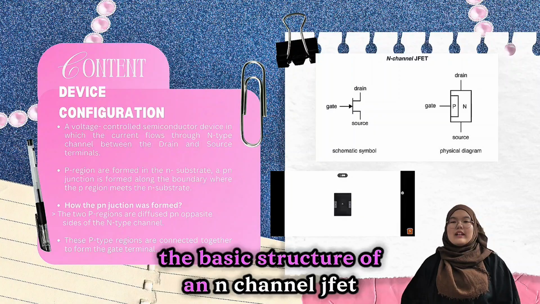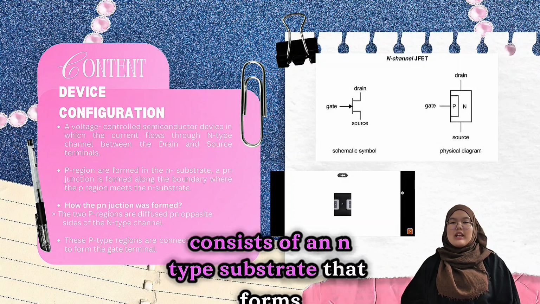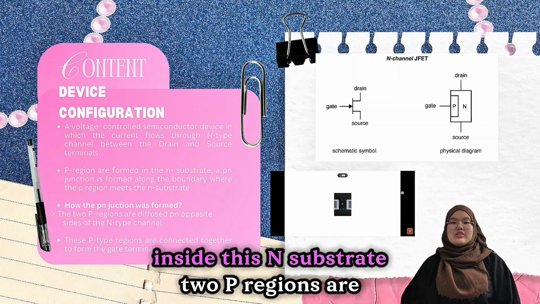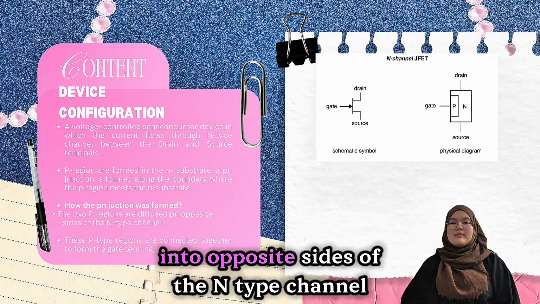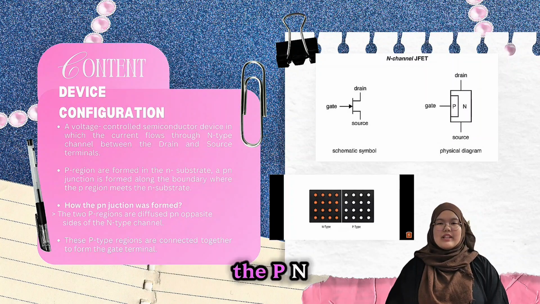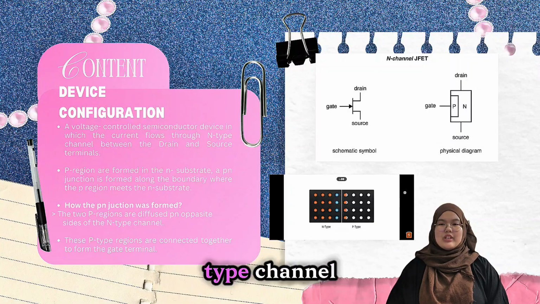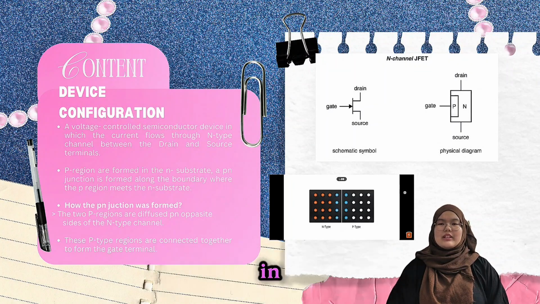The basic structure of an N-channel JFET consists of an N-type substrate that forms the channel. Inside this N-substrate, two P regions are formed. These P regions are created by diffusing P-type material into opposite sides of the N-type channel. The PN junction exists between each P region and the N-type channel, and this junction plays a very important role in controlling the current flow.